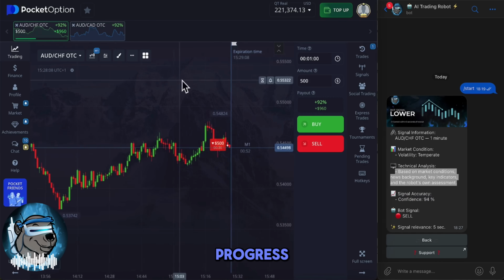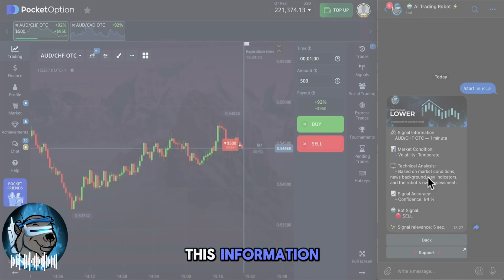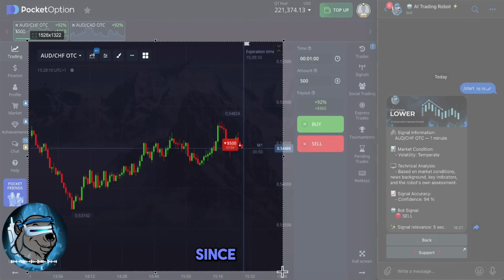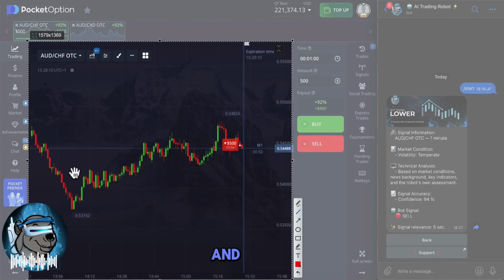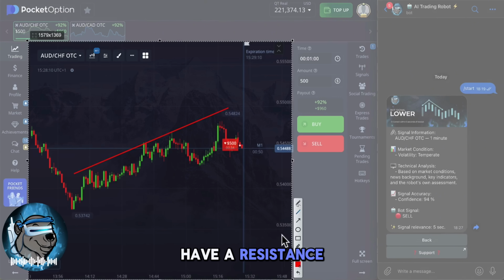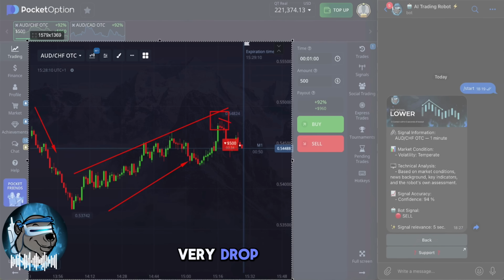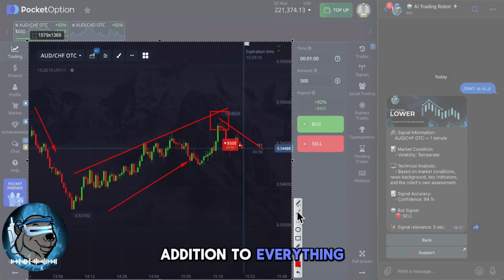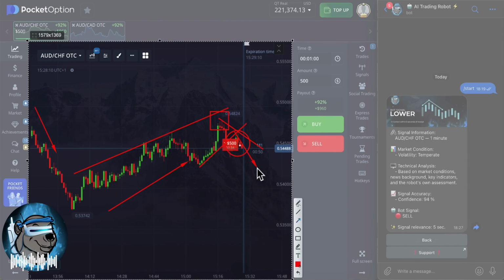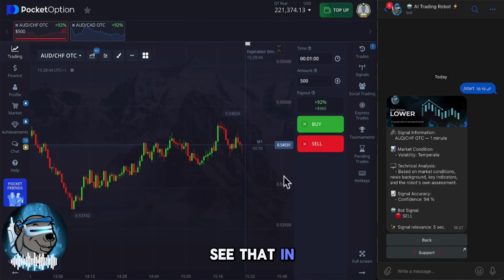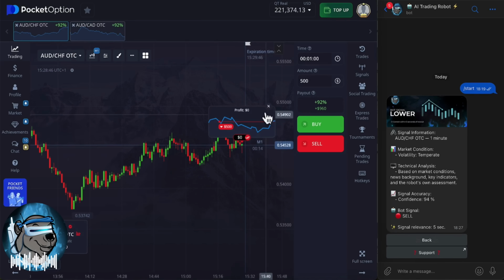Now, while the trade is in progress, I still want to double check this information and look at my own technical analysis, since I've been making money from trading for a long time and I have experience doing technical analysis. So, here we have a resistance zone. There's an upward price movement here, and after a downward trend, a historical peak is formed, after which this very drop happens. Accordingly, we can also see that, in addition to everything else, there's a breakout of the zone, after which this decline for selling started. But now we see that, in the end, the price closed at a loss.